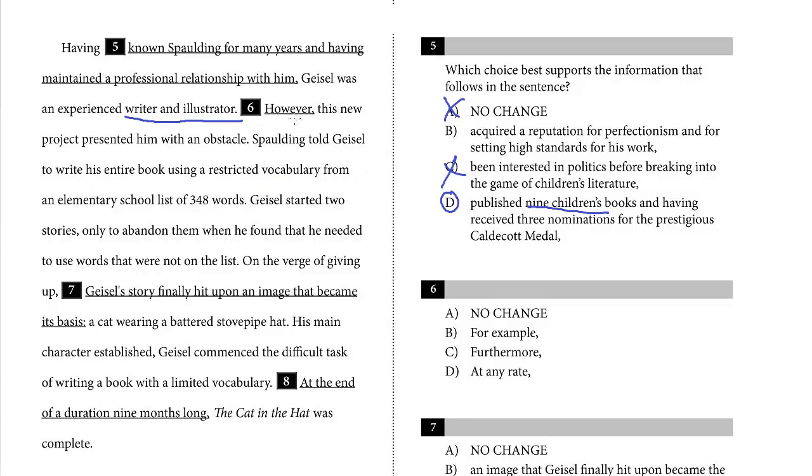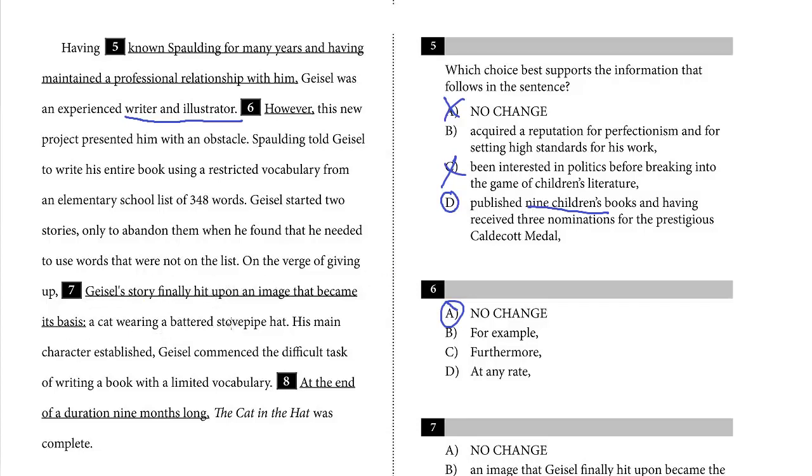So this is a transition word. Even though he was selected, he knew the perfect candidate, this project presented an obstacle. There's definitely contrast here. It is not furthermore, at any rate. It's not for example. This is no change. Definitely no change. It's just contrast. However, Geisel started 2 stories only to abandon them when he found that he needed to use words that were not on his list.